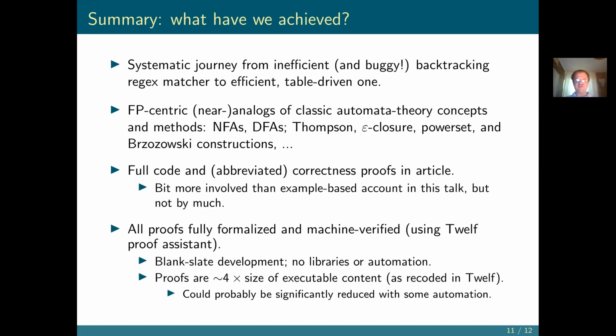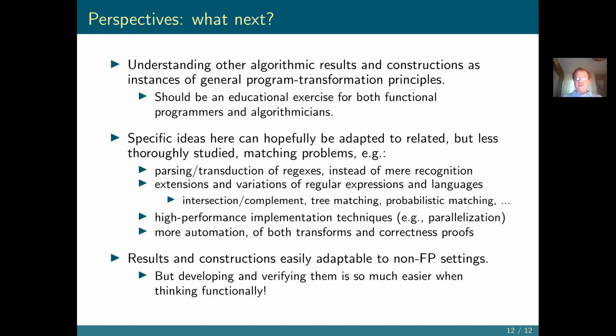And in that framework, the proofs are about 4 times the size of the executable content when that's recoded in 12. But with some automation, this would probably be brought down significantly. Okay, so what else can we do? Well, there are probably a lot of other algorithmic results that can actually be seen as instances of applying general purpose transformations to a less efficient program for achieving the same task. So exploring that should certainly be educational.